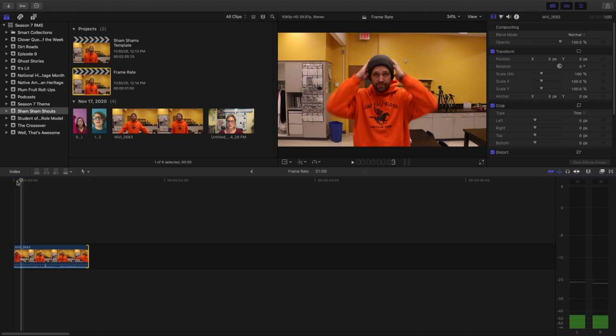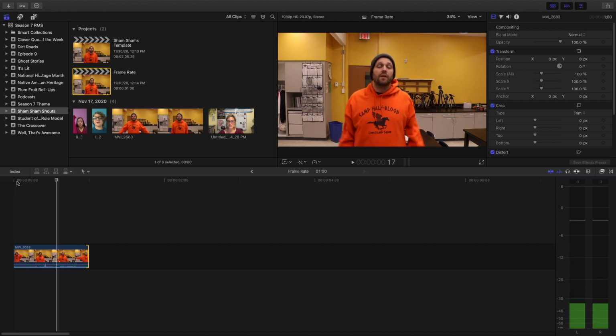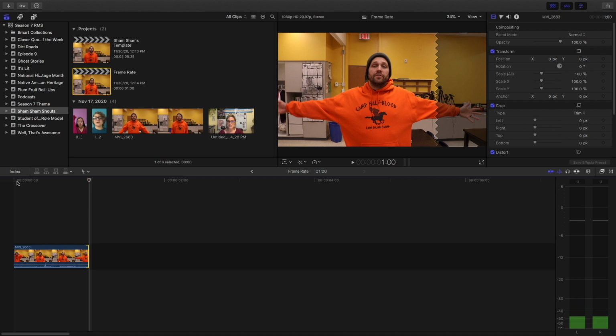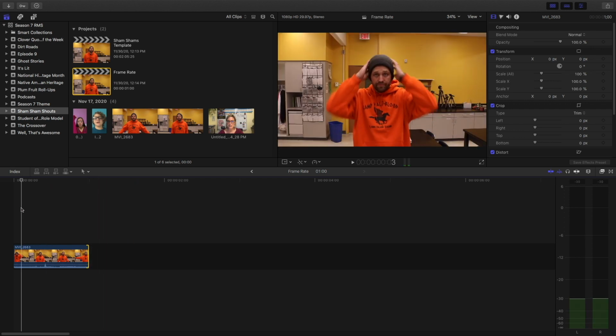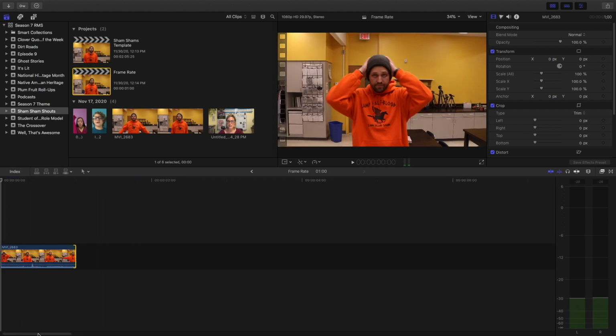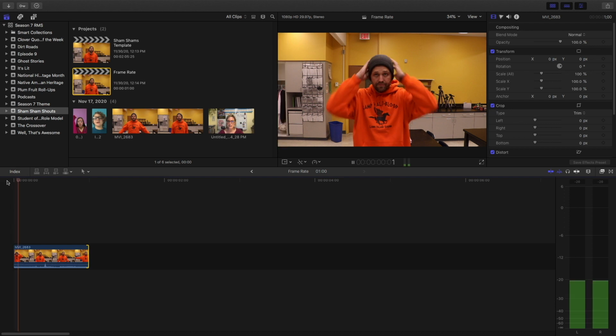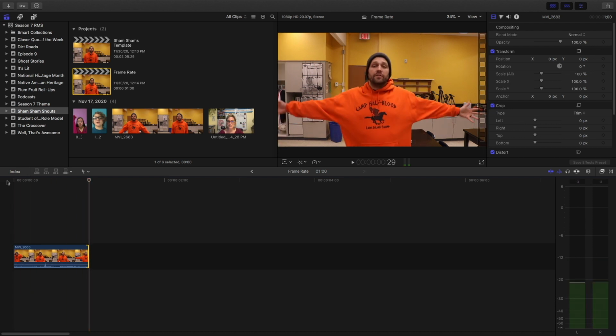So individually, each frame looks like this. Okay? However, when I play it, it comes together. The more frames per second that you have, the smoother your video footage will be.